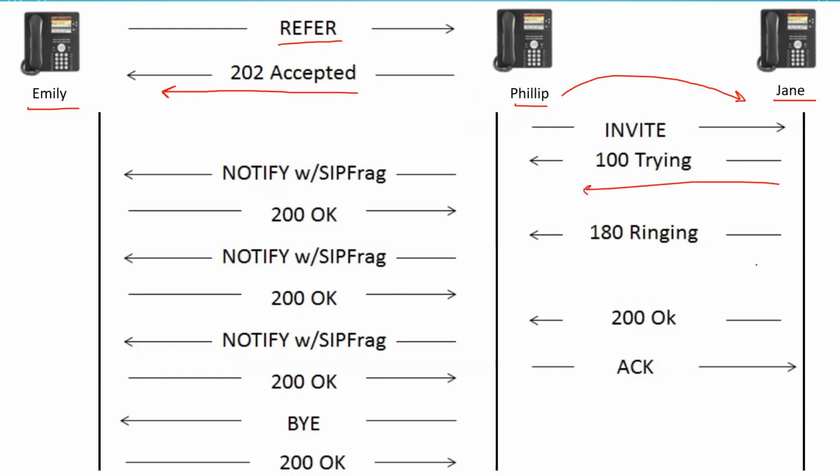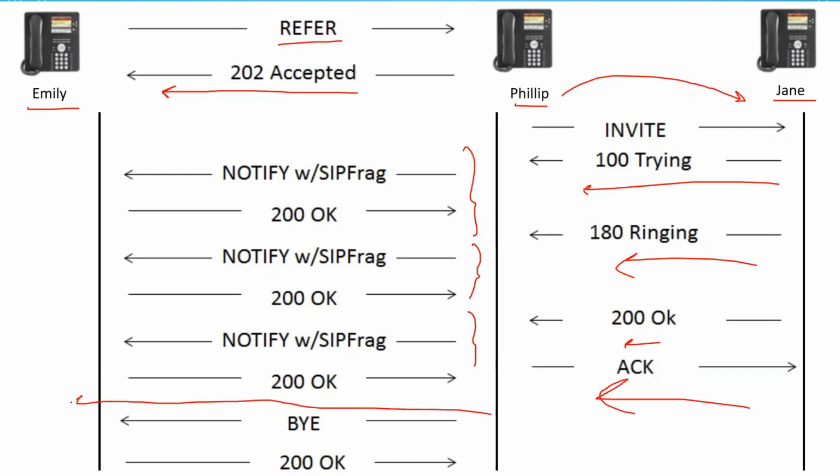Then he will get 100 Trying, 180 Ringing, 200 OK, and an acknowledgement. So once they start talking with each other, as you can see here, it is just notifying the messages, notifying Emily, notifying again, and once they are connected with each other and talking, then Philip will send a bye message to Emily, and then it will get a response of 200.